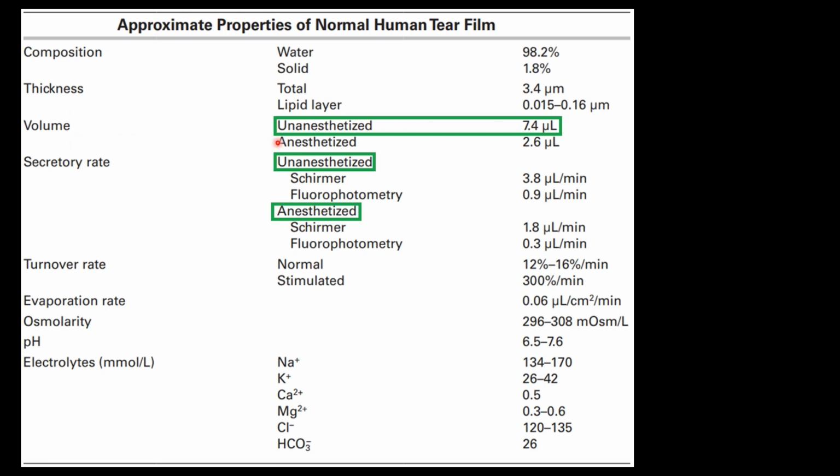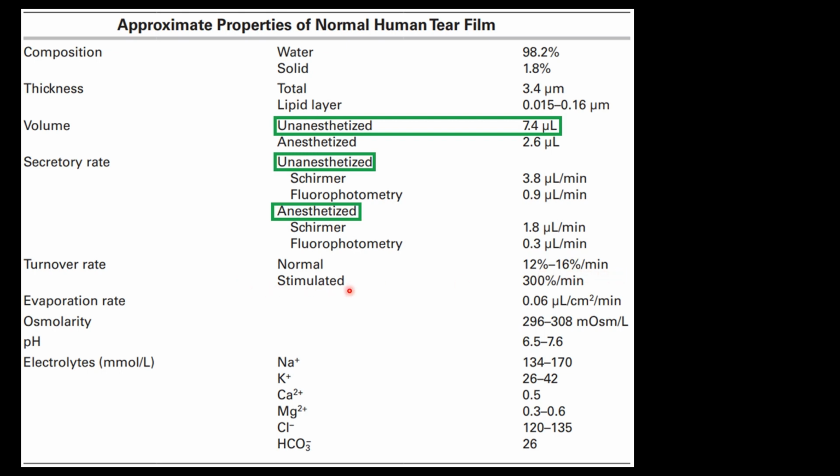Volume of the tear film in an unanesthetized eye is 7.4 microliter, in an anesthetized eye is 2.6 microliter. Secretory rate in an unanesthetized eye in Schirmer test is 3.8 microliter per minute. In fluorophotometry it is 0.9 microliter per minute. In an anesthetized eye, Schirmer test gives a 1.8 microliter per minute secretory rate, and in fluorophotometry it is 0.3 microliter per minute. Turnover rate of tear film normally is 12% to 16% per minute.